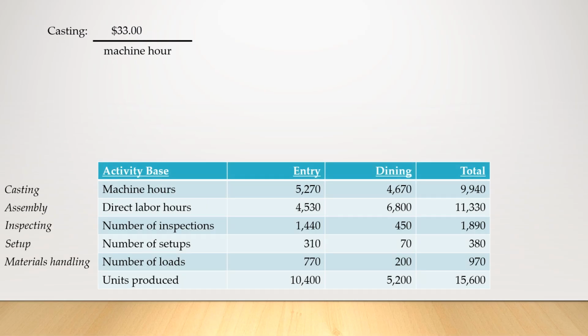$33 per machine hour is the casting activity allocation rate. The hours allocated to entryway fixtures is 5,270 hours. Multiply those numbers together, and the casting cost allocated to entryway fixtures is $173,910.